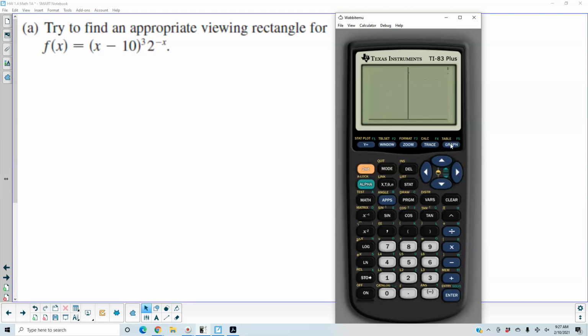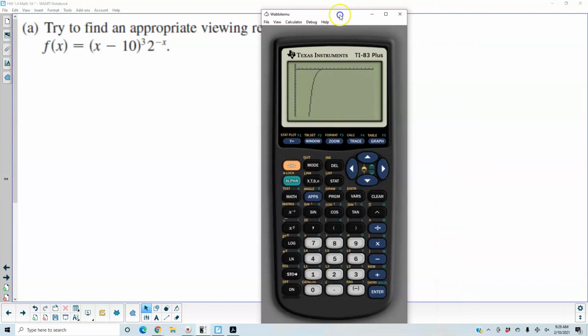Okay, so there's our graph, which currently we can't see anything in the window. So let's change our viewing rectangle. So we'll go to 0 to 20, and then we'll go from negative 20 to 2 for the y. And let's see what that graph looks like. So there is that graph.